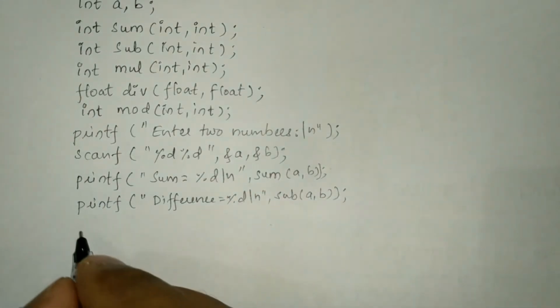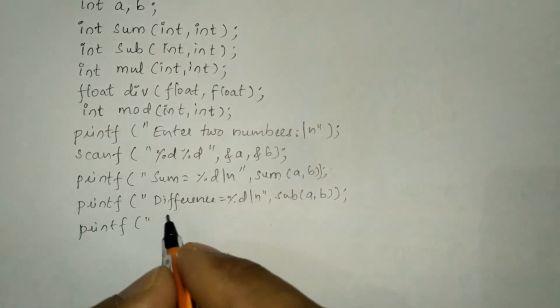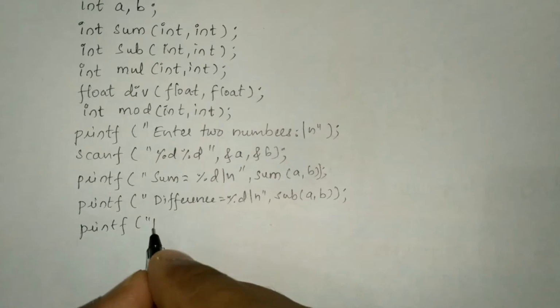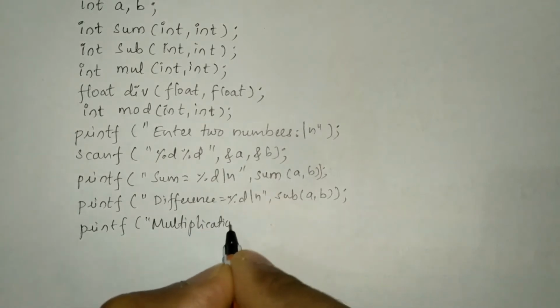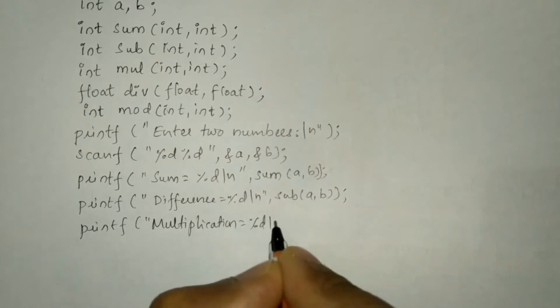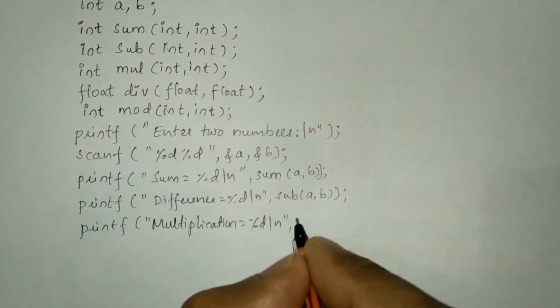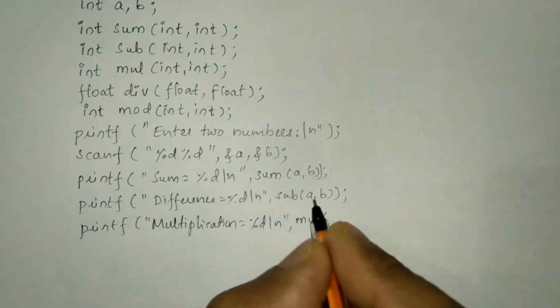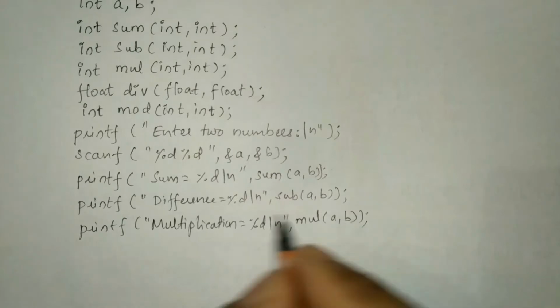Next, multiplication. So I'm going to write a printf statement, and in double quotation marks I'm going to write "multiplication is equal to %d\n", end the double quotation mark, and here mul is the name of the function and this is the function call. So here I'm going to pass a comma b and put semicolon.